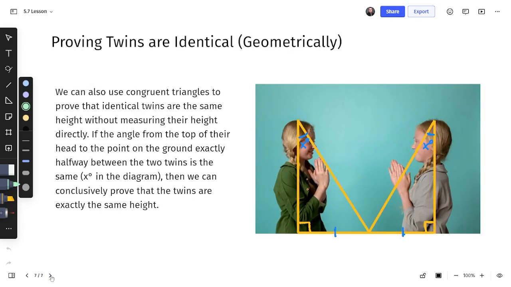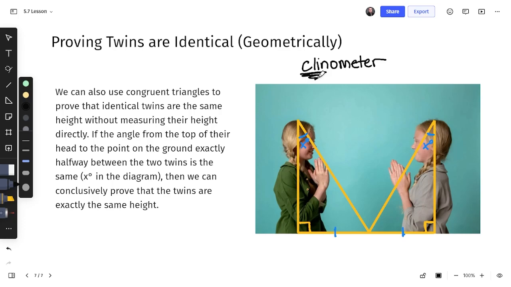And finally, for our last example today, we can also use congruent triangles to prove that identical twins are the same height without actually measuring their height directly. The way we could do that is if we use a tool called a clinometer. Let me write that word out for you. Clinometer. And if it helps, this root word, cline, sounds like incline.